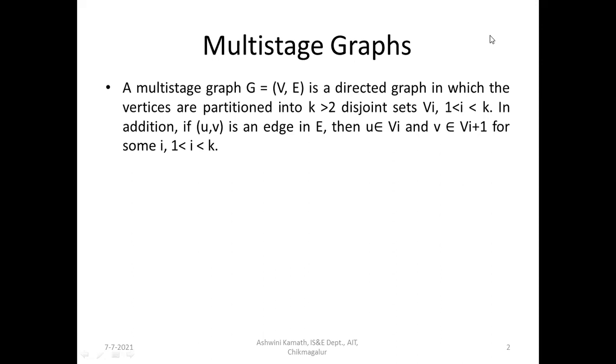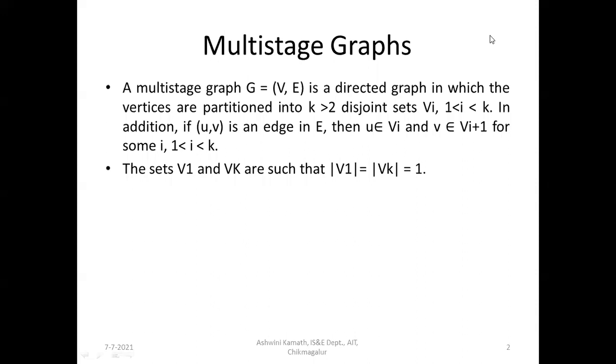In addition, if (u, v) is an edge in E, then u belongs to Vi and v belongs to Vi+1 for some i greater than or equal to 1 and less than or equal to K. So if you consider any edge, one vertex of the edge will be in one stage and the other vertex will be in the next stage. For example, vertex u will be in the ith stage, and vertex v will be in the (i+1)th stage.